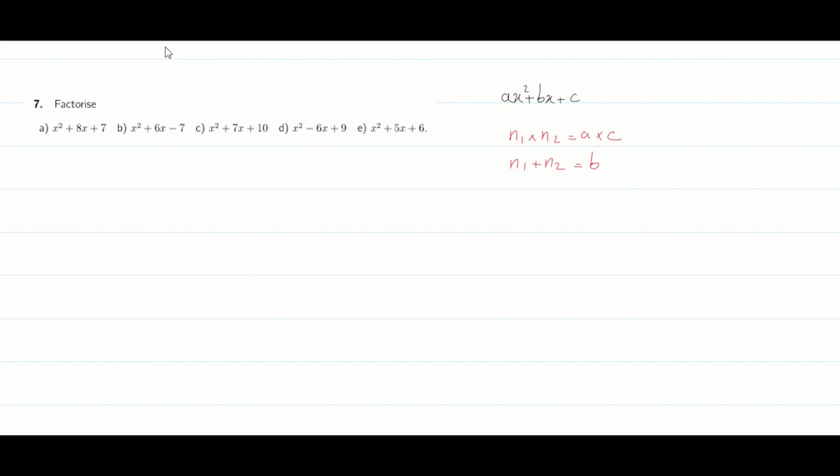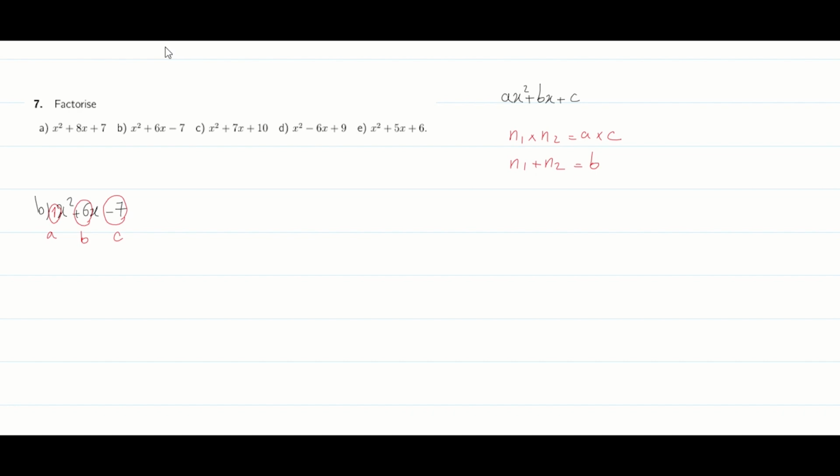So we're going to start with b as an example. On b, we have x squared plus 6x minus 7. As you guys see in here, our a value is 1. Our b value is 6. And our c value is negative 7.